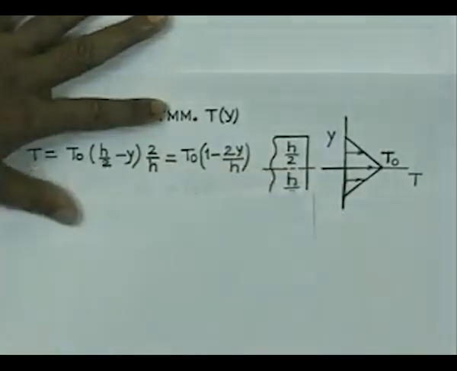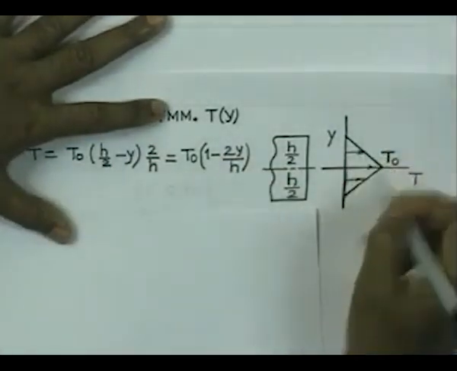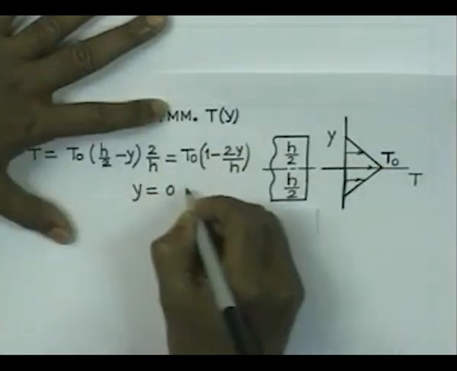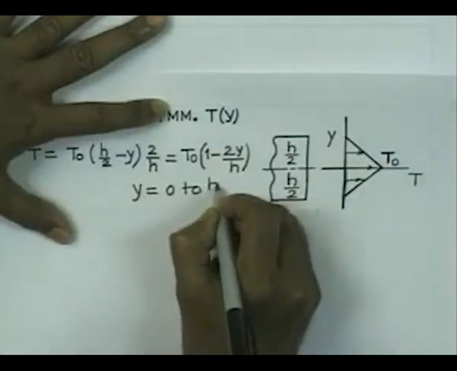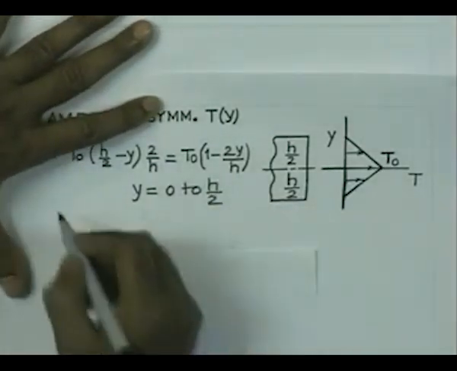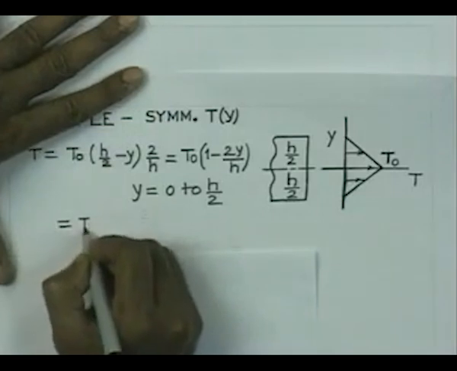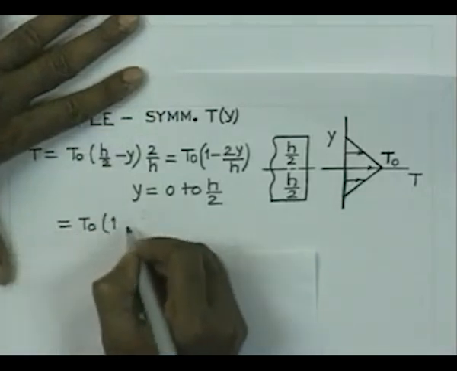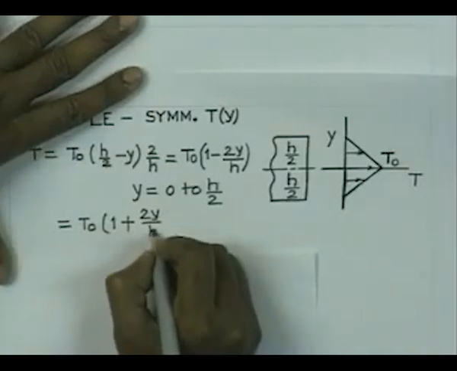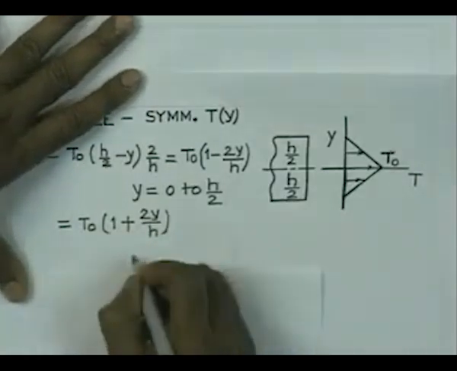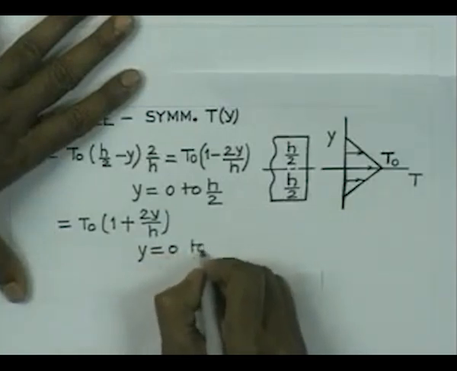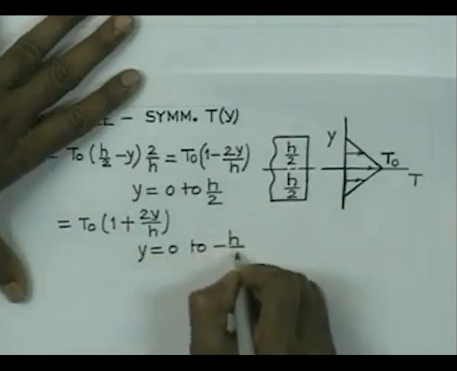So, this is the variation in the upper half, therefore, y is equal to 0 to h by 2. Similarly, we can write the variation to be given by T0 into 1 plus 2y by h, that is the variation in the bottom half. So, y equal to 0 to minus h by 2.